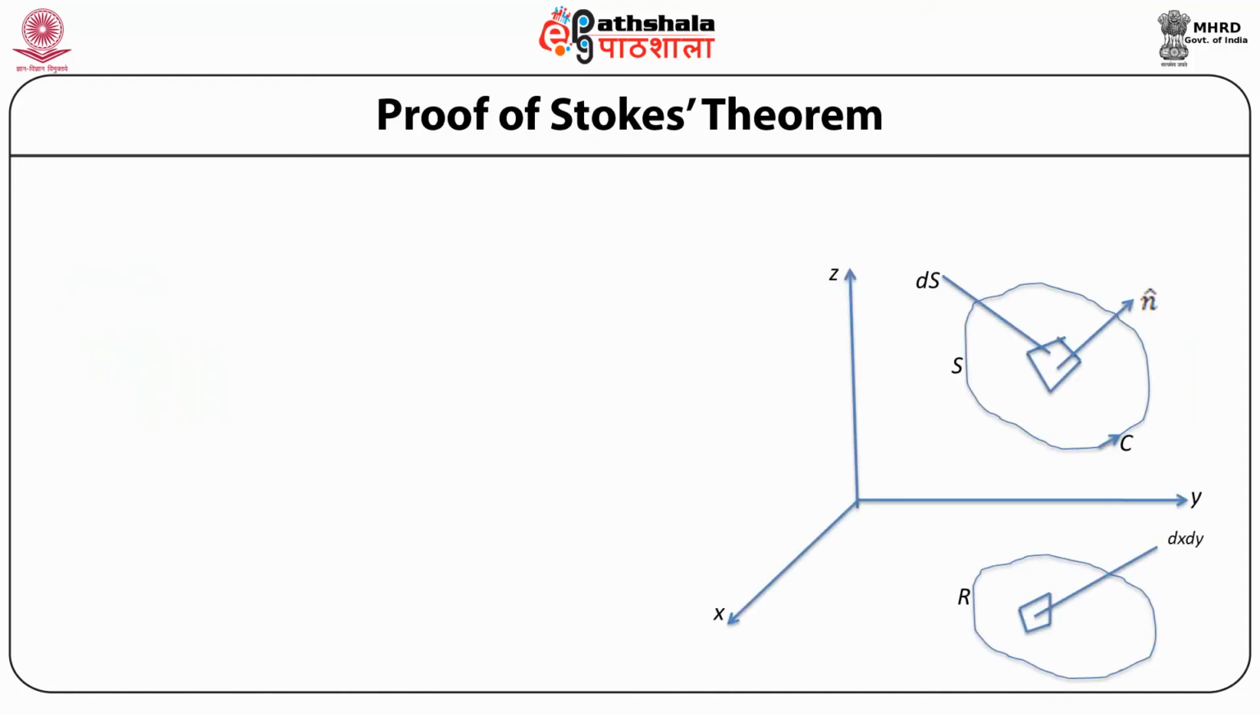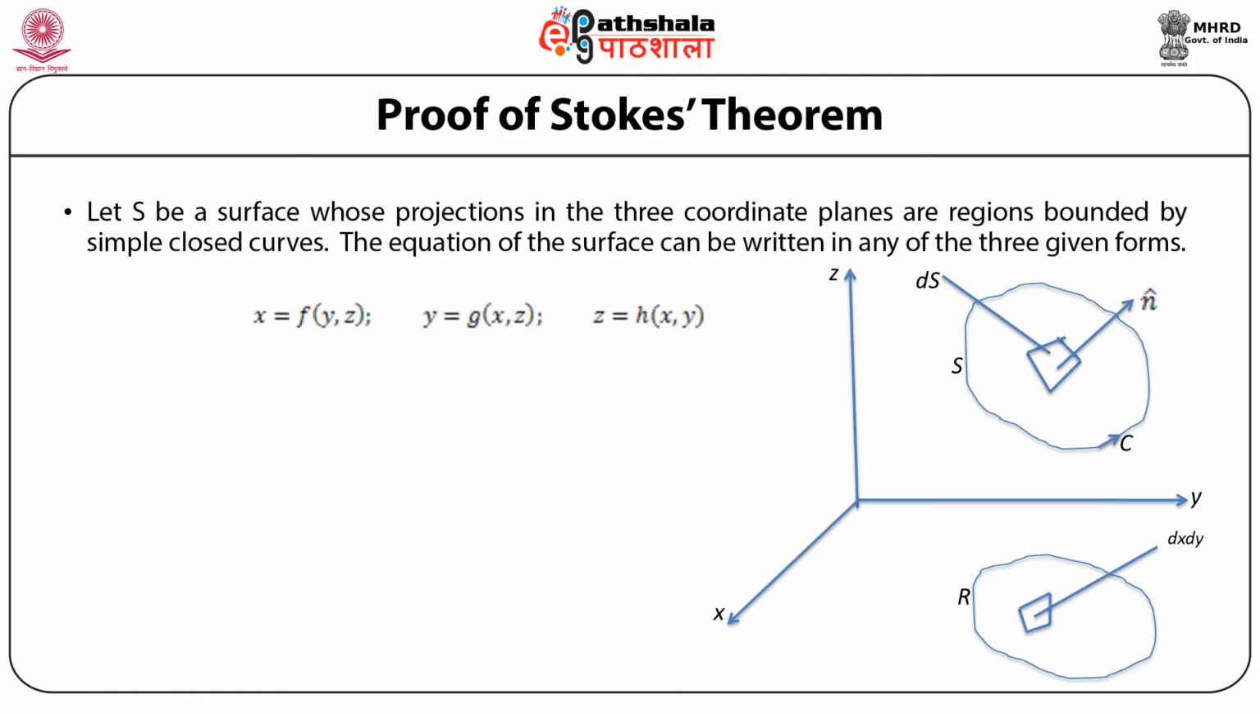Proof of Stokes theorem. We now come to the proof of Stokes theorem, which, as we have mentioned, can be regarded as the generalization of the above proved Green's theorem to surfaces in 3 dimensions. So let S be the surface whose projections in the 3 coordinate planes are regions bounded by simple closed curves. The equation of the surface can be written in any of the 3 forms, that is x equals f(y,z), y equals g(x,z), and z equals h(x,y).